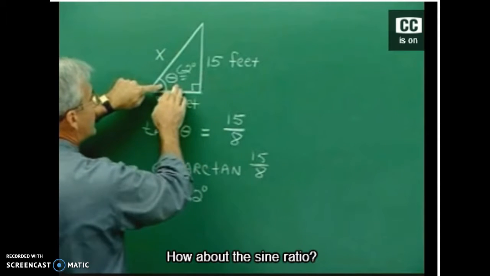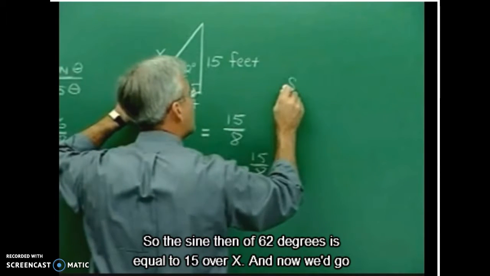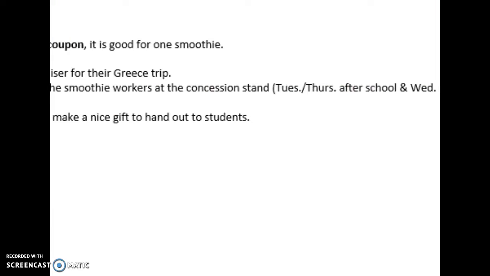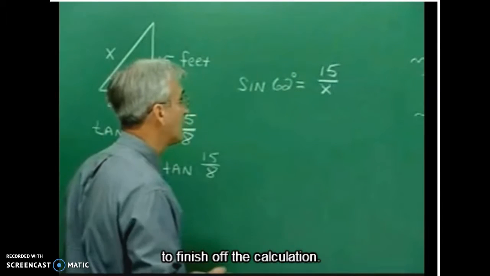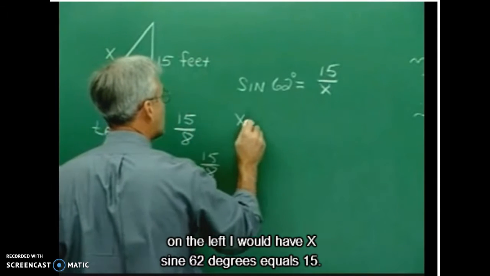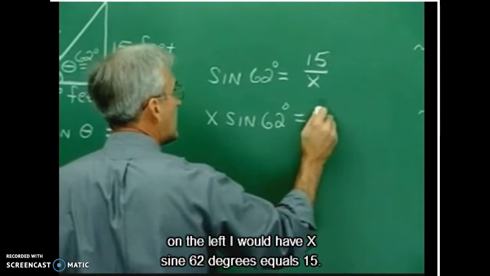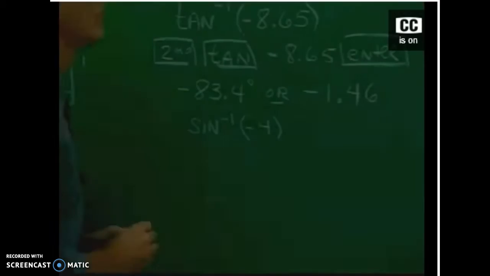How about the sine ratio? We have the opposite over hypotenuse. So the sine of 62 degrees is equal to 15 over x. And now we go through the algebra of solving this for x and then use the calculator to finish off the calculation. Well, multiplying on both sides by x, on the left I would have x sine 62 degrees equals 15.